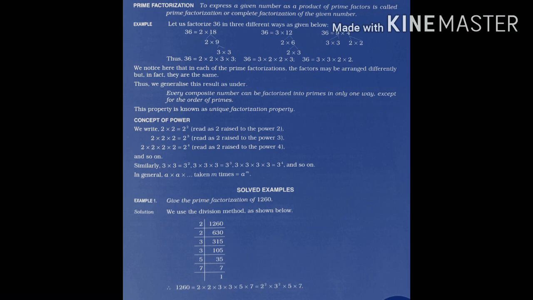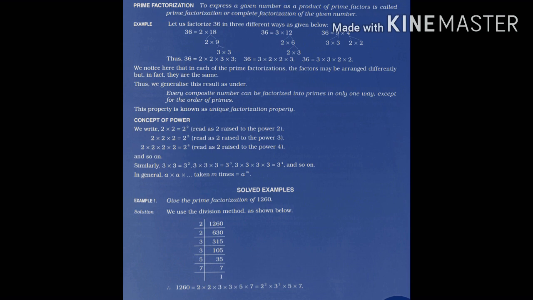Again 36 can be written as 3 into 12. 12 can be written as 2 into 6 and 6 can be written as 2 into 3. So 36 can also be written as 3 into 2 into 2 into 3. Again 36 can be written as 9 into 4. 9 is 3 into 3 and 4 is 2 into 2. So 36 can be written as 3 into 3 into 2 into 2.